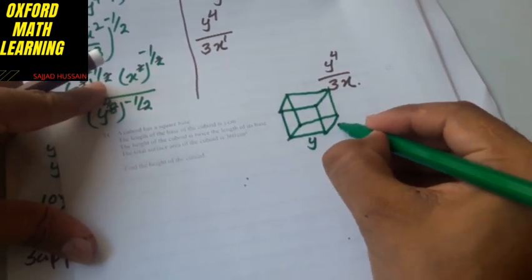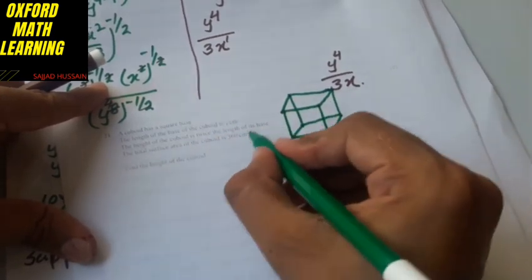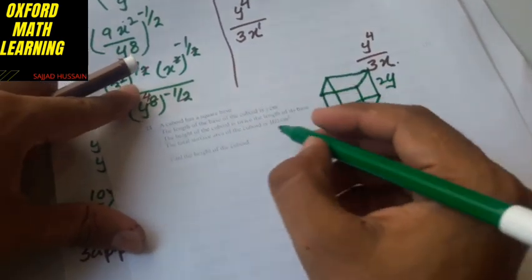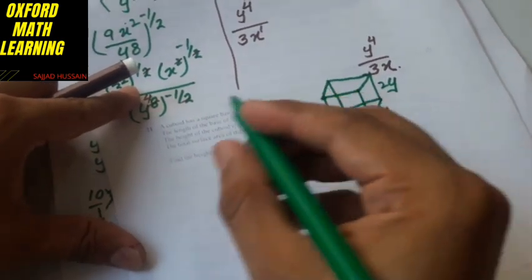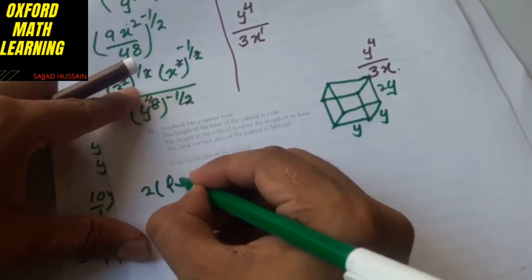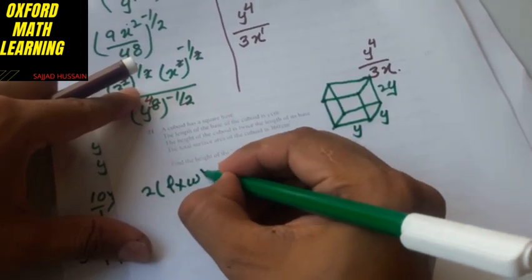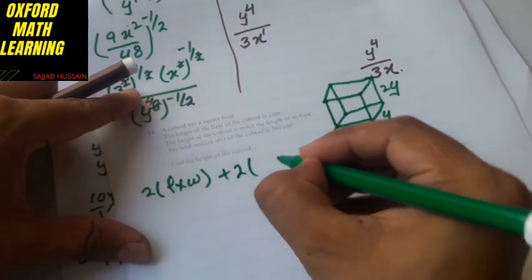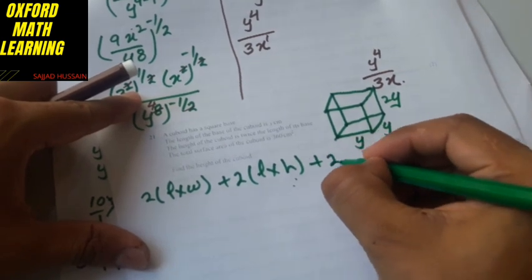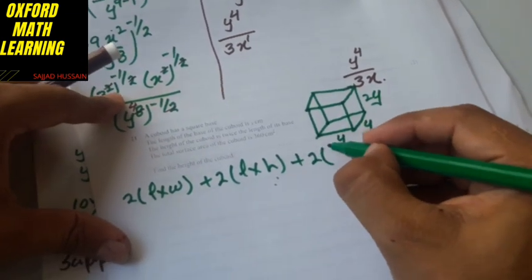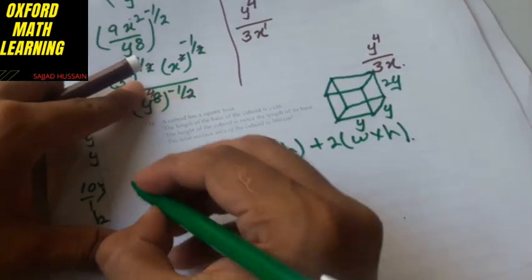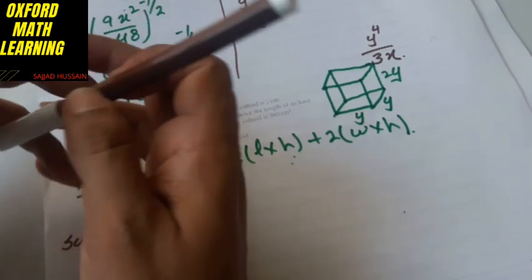The base is a square, which means y into y, and the height is twice that, so height is 2y. Now the formula for the surface area of the cuboid is 2 into length times width, plus 2 into length times height, plus 2 into width times height. Now we will put in the values of length, width and height.